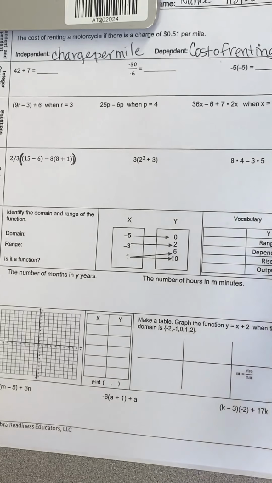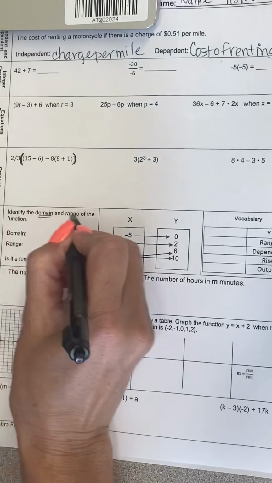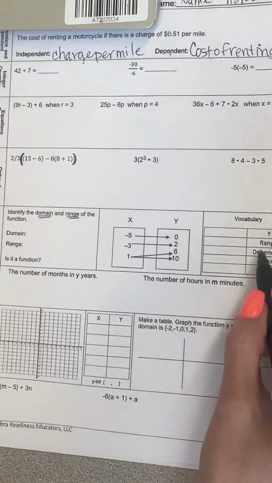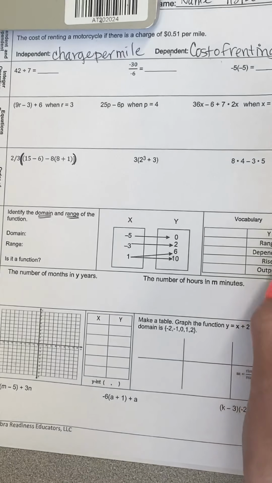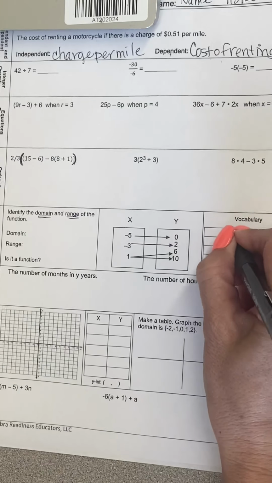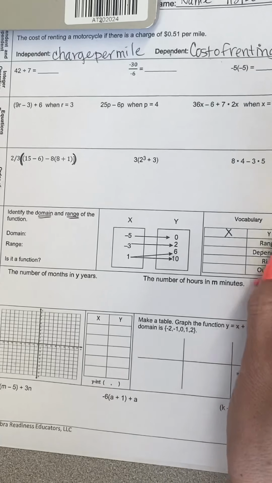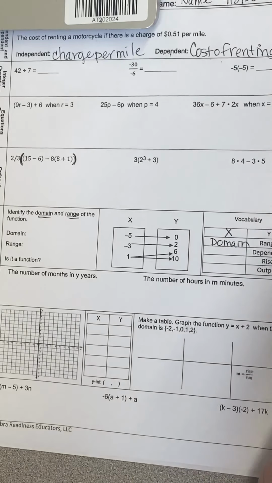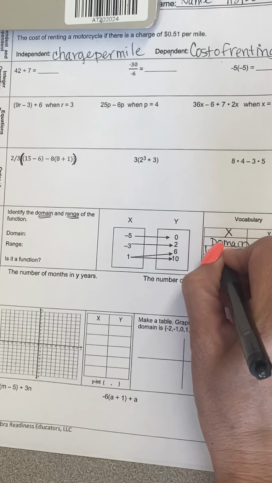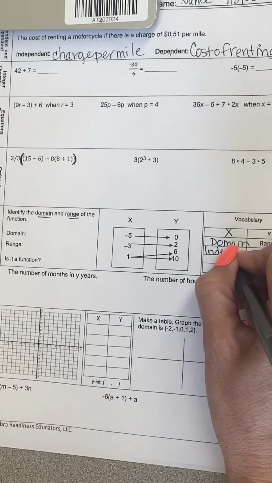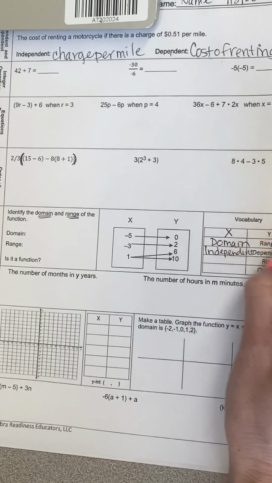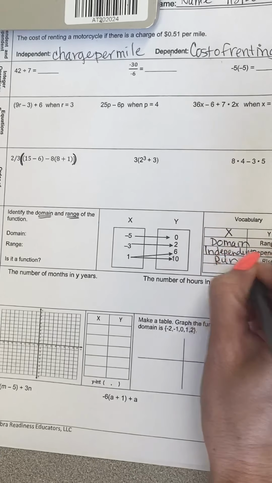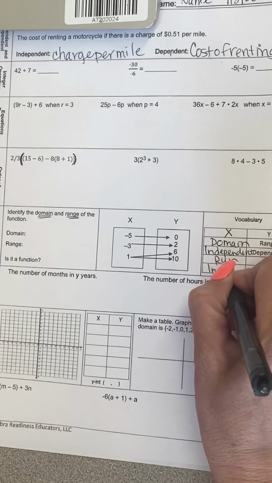All right, we're going to identify the domain and range of the function. But before we do that, let's go over some vocabulary. The opposite of my x values are y's. The opposite of range, domain. The opposite of dependent is independent. The opposite of rise is run, and the opposite of output is input.